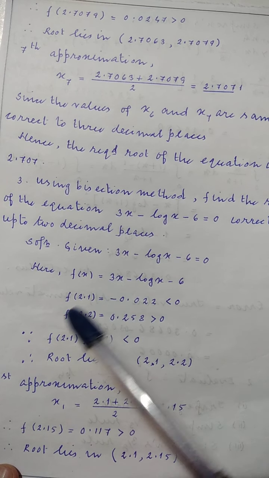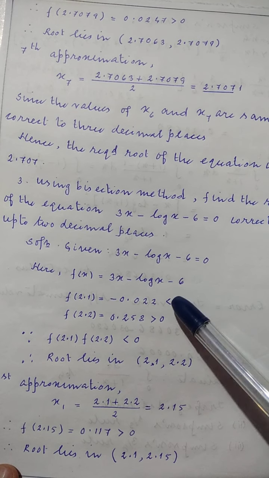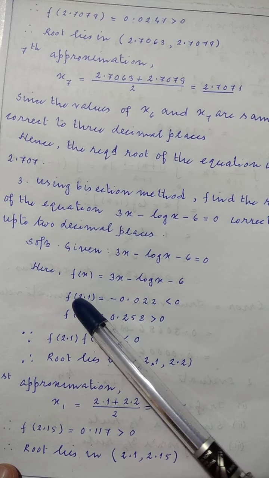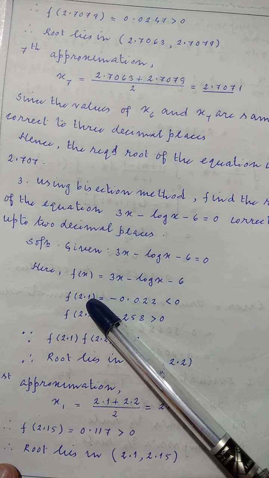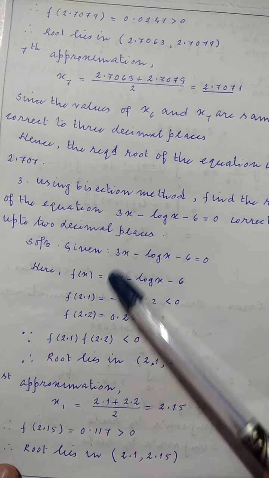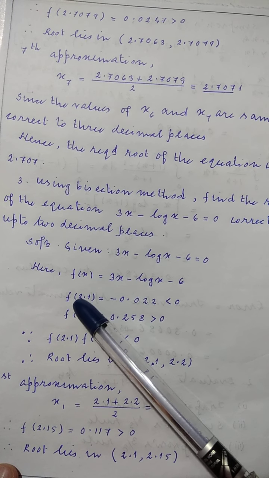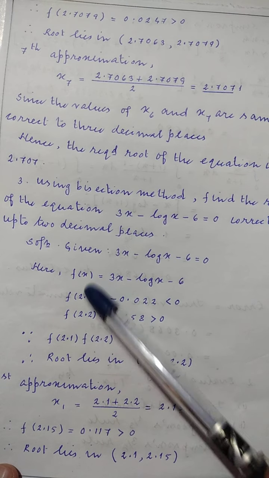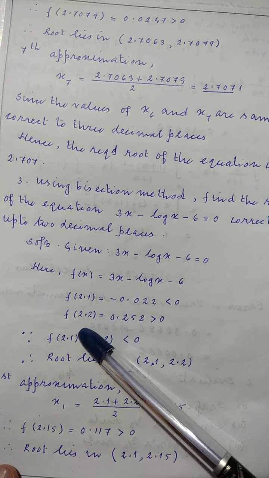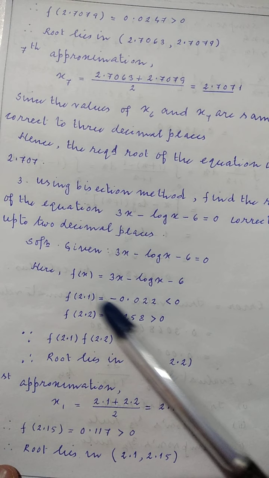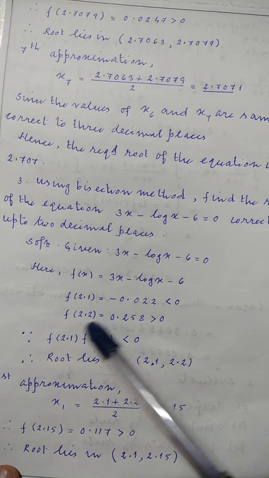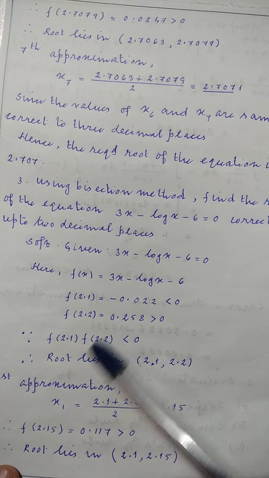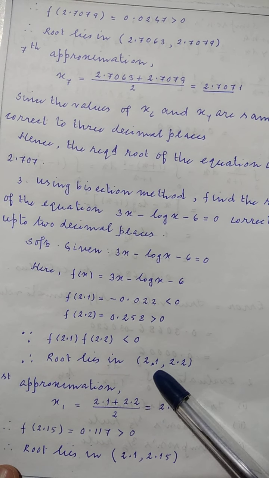In the same way, find two ordinates, but they must be of opposite sign. If you calculate with the help of a calculator, after f of 2.1 you will get a negative value. Before that also f of 0, f of 1, f of 2 you will get a negative value. But it's better to take the values of a and b closer. So I have taken f of 2.1, this is a negative value, and f of 2.2, this is a positive value. That means the root lies in the interval 2.1 to 2.2.